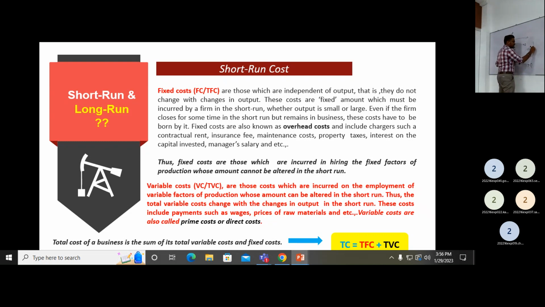Accordingly, the summation of these two is equal to your total cost in the short run. Total cost in the short run. Very simple things, right?